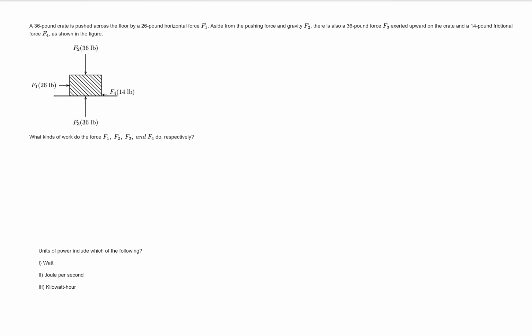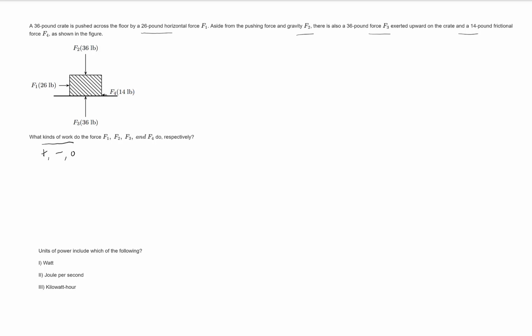Okay, now we've got a crate, a 36-pound crate pushed along the floor by a horizontal force 1. And then you have force 2, force 3, and a friction force is shown. What kinds of work? So what it's saying is, is it positive, negative, or 0? So it's moving. Which way is it moving?